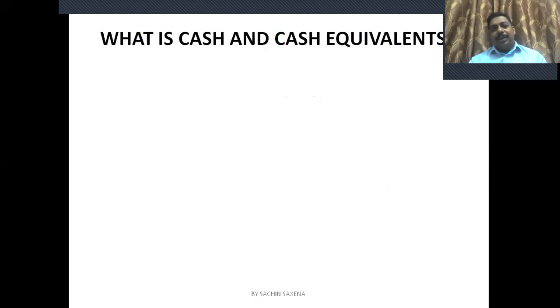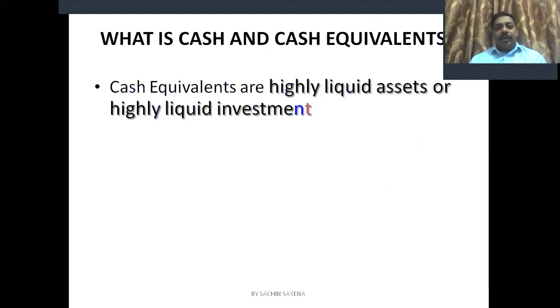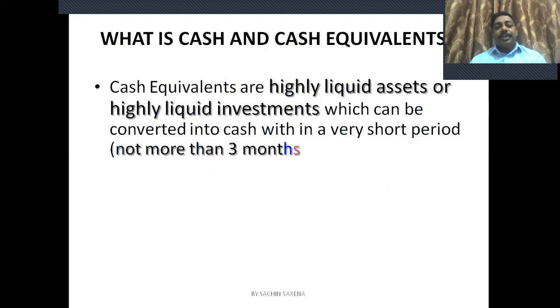Now, we understand what the cash flow statement is: the checking of inflow and outflow of cash. But what cash and cash equivalent is, is a question to understand. Cash equivalents are highly liquid assets or highly liquid investments which can be converted into cash within a very short period, not more than 3 months. So whenever we have some assets or investment which can be converted into cash in a very short period, we consider it as cash equivalent. Cash and banks are cash.